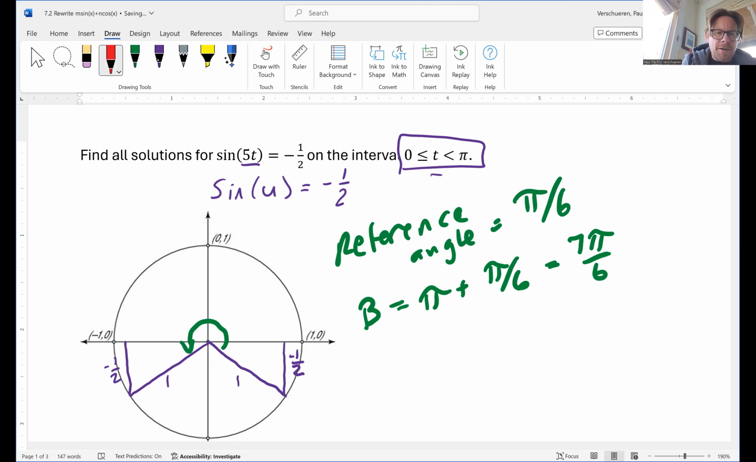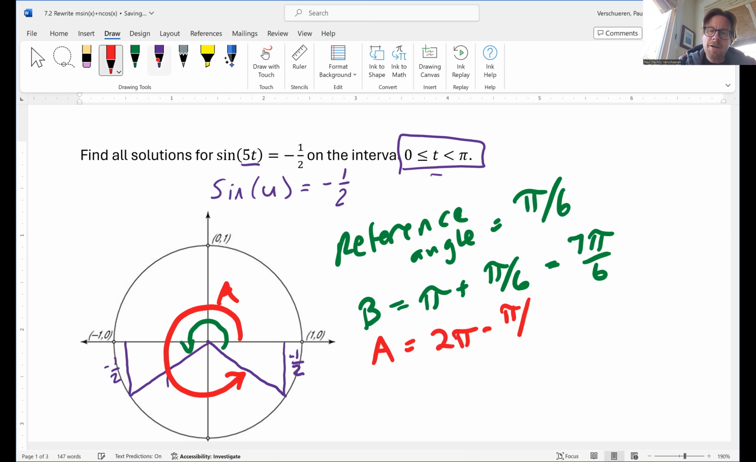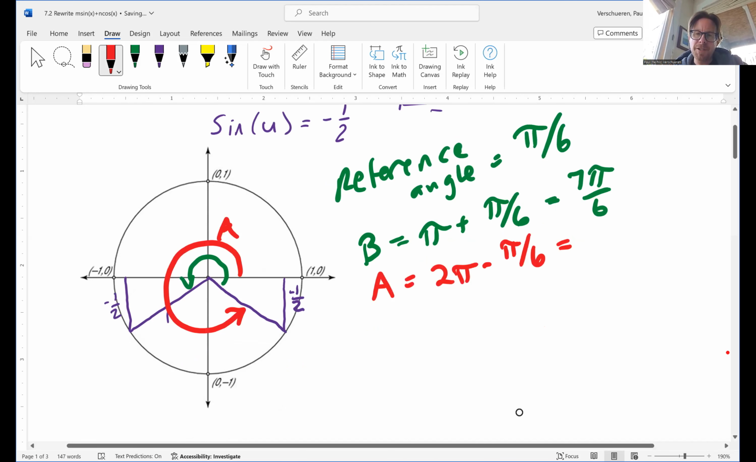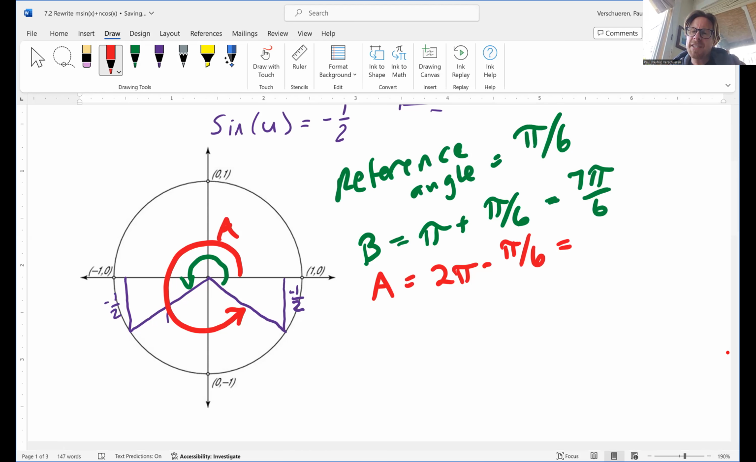And then there's this other angle that also works as a solution in quadrant 4. Let's call this A, just because I called the other one B. I would consider A short of a full rotation. It would be the reference angle less than a full rotation, so that would be 2 pi minus pi over 6. You've done this a lot of times at this point, so I'm comfortable that you're following just fine. I think of that as 12 pi over 6 minus pi over 6. That would be 11 pi over 6.